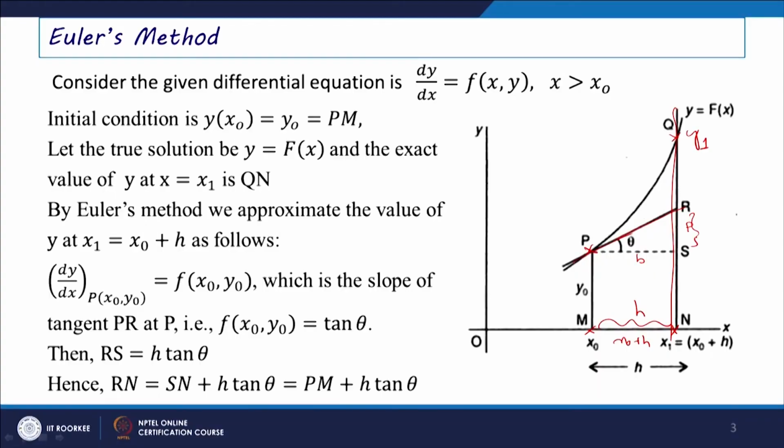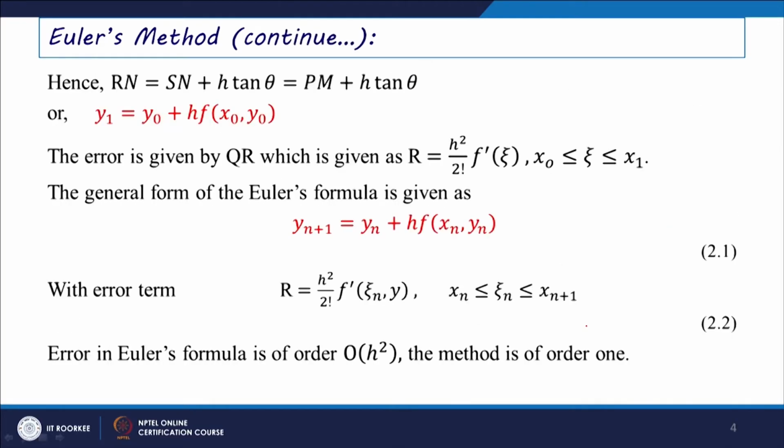So that's why we are just writing f of x0 and y0, this equals tan theta here. So then RS equals h tan theta, then we can define the total distance from here to here, Rn, that is nothing but Sn plus h tan theta. Sn, we can consider, is nothing but the y0 distance from here. So we can write this as the next immediate value, that is Rn.